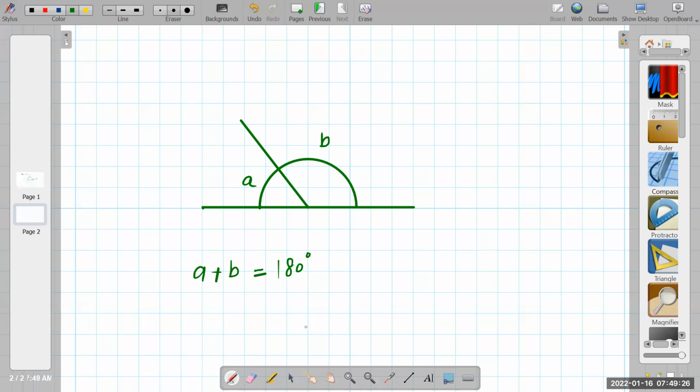For example, if I say A is equal to 60, what will be the value of B? Then B will be equal to 180 minus 60, which is 120. The answer is 120. If A is equal to 60, B will be 120. Like this, you can find out the different angles. And in the same way, another diagram.